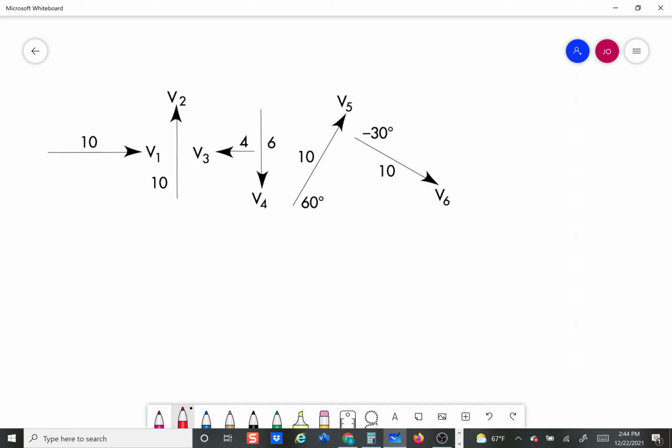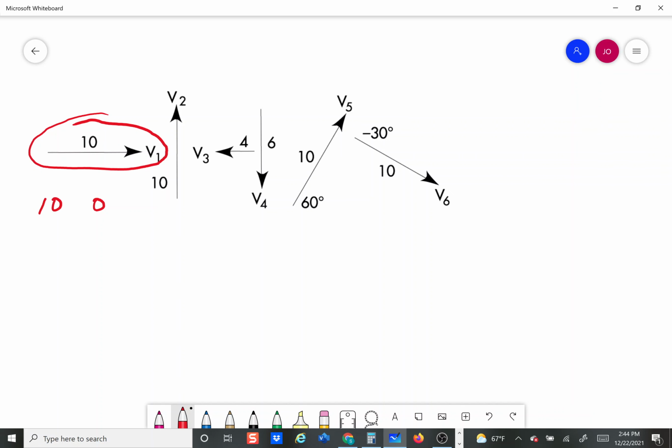The first couple questions specifically talk about vector 1, and it says, what is the x component or y component? I think it starts with y. So how much does this move on the y-axis or vertical axis? Well, it doesn't move anything on the y. And how much does it move on the x? It's a positive 10 because it's going to the right.